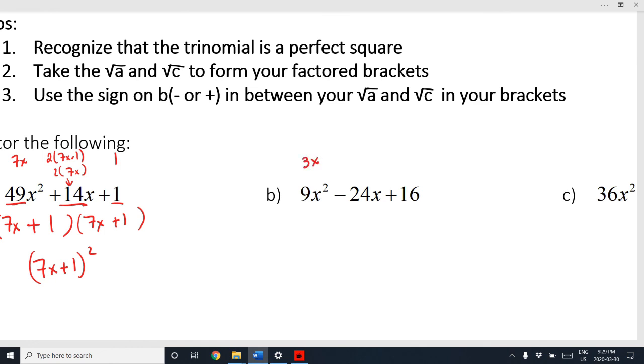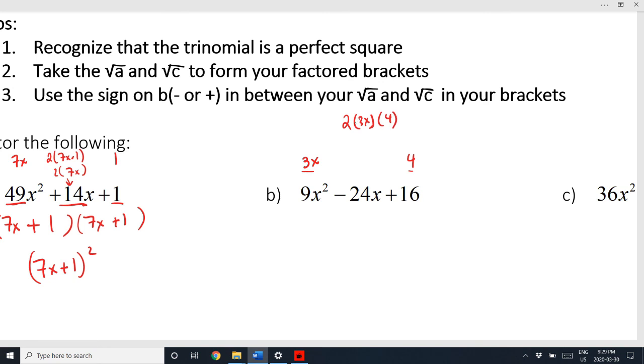So this would be just 3x. So if you took the square root of 9x squared, and if you took the square root of 16, you know that is 4. Now, we just have to double check the center number, and if it's an even number, then it's still a candidate for a perfect square. The only thing we have to check now is that the middle is equal to 2 times these two numbers that we got here. Does 2 times 3x times 4 equal 24?